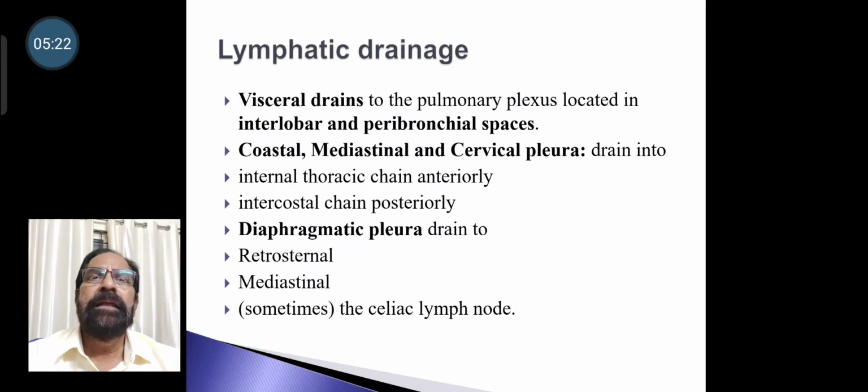Lymphatic drainage. Visceral pleura is drained by pulmonary plexus located in interlobar and peribronchial spaces. Costal, mediastinal and cervical pleura drain into internal thoracic chain anteriorly, intercostal chain posteriorly. Diaphragmatic pleura drains into retrosternal, mediastinal and sometimes to celiac lymph nodes.